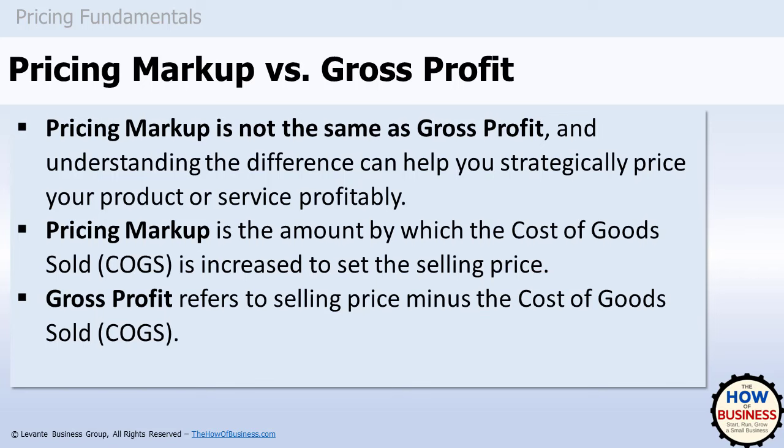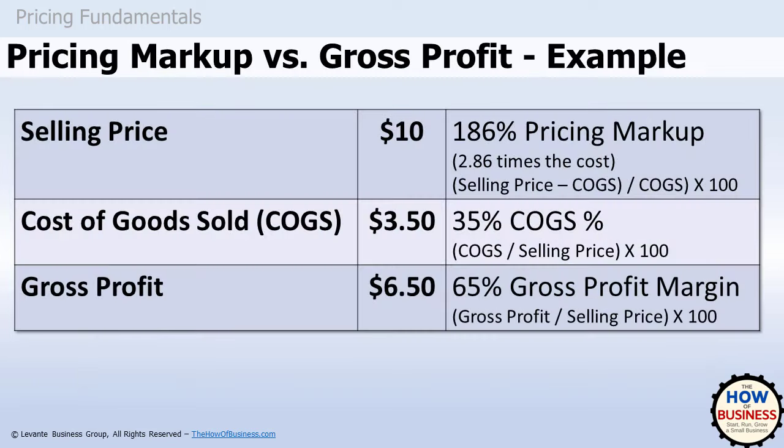So I'm not going to get too much into it here, but let's say for an example that I have a product that I sell for $10. That's my selling price. And my cost of goods sold, all of the raw materials that go into making or assembling that product, let's say that's $3.50. So I'm selling it for $10. Cost of goods sold is $3.50, $6.50 in gross profit, or a 65% gross margin.